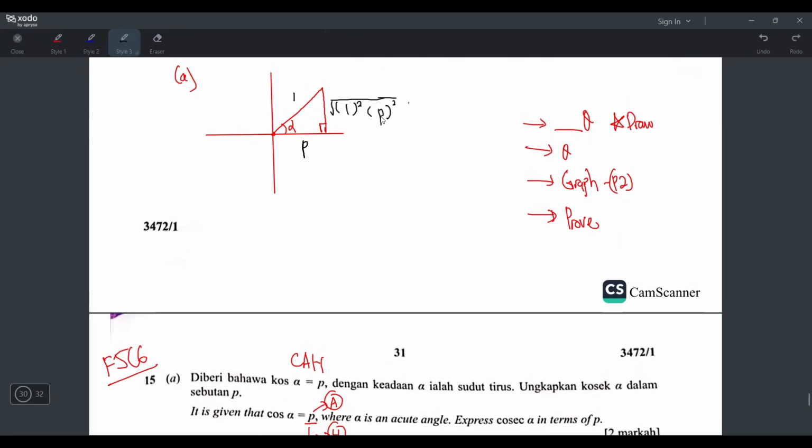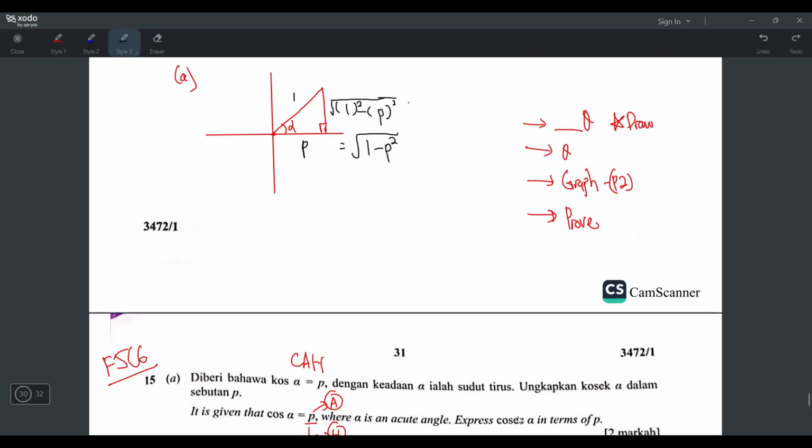Okay, plus or minus? Minus, because you are not finding the hypotenuse. You will only plus if you are finding the longer side, which is the hypotenuse. This line is not the longer side. It's not the hypotenuse. So minus, so it will become square root 1 square is 1 minus p square. Alright, done. That's the drawing. Okay, now we can go to the question.